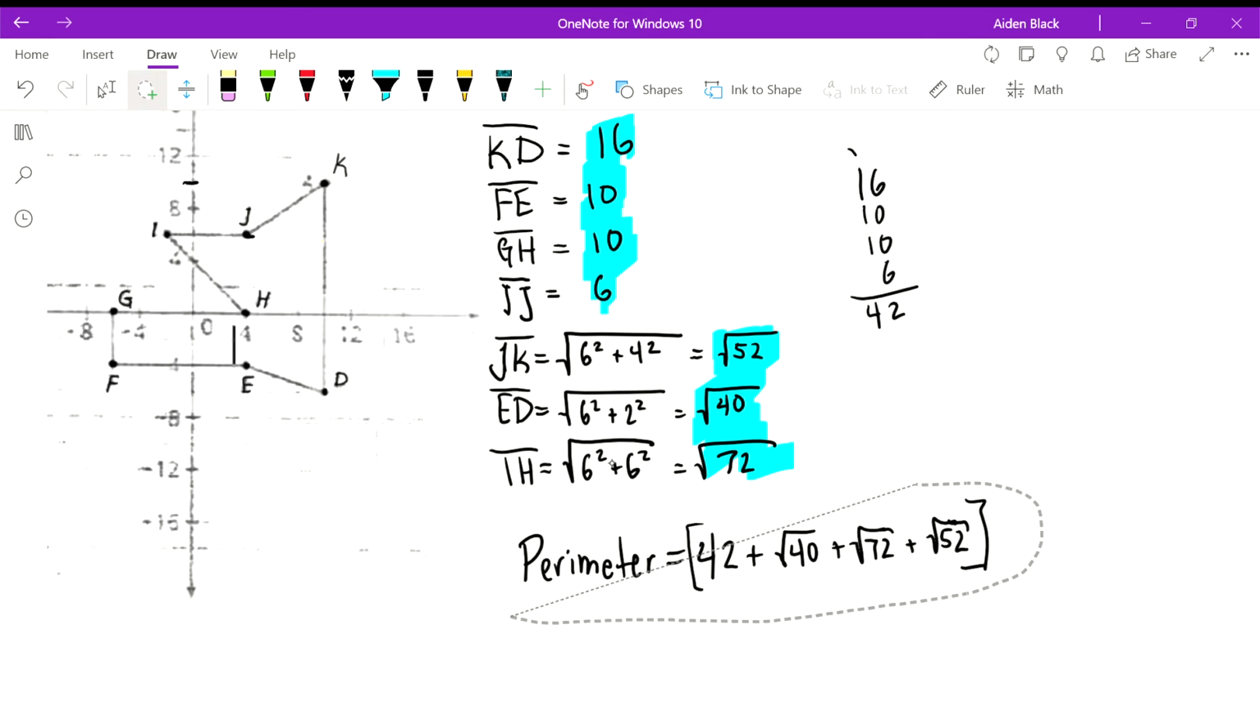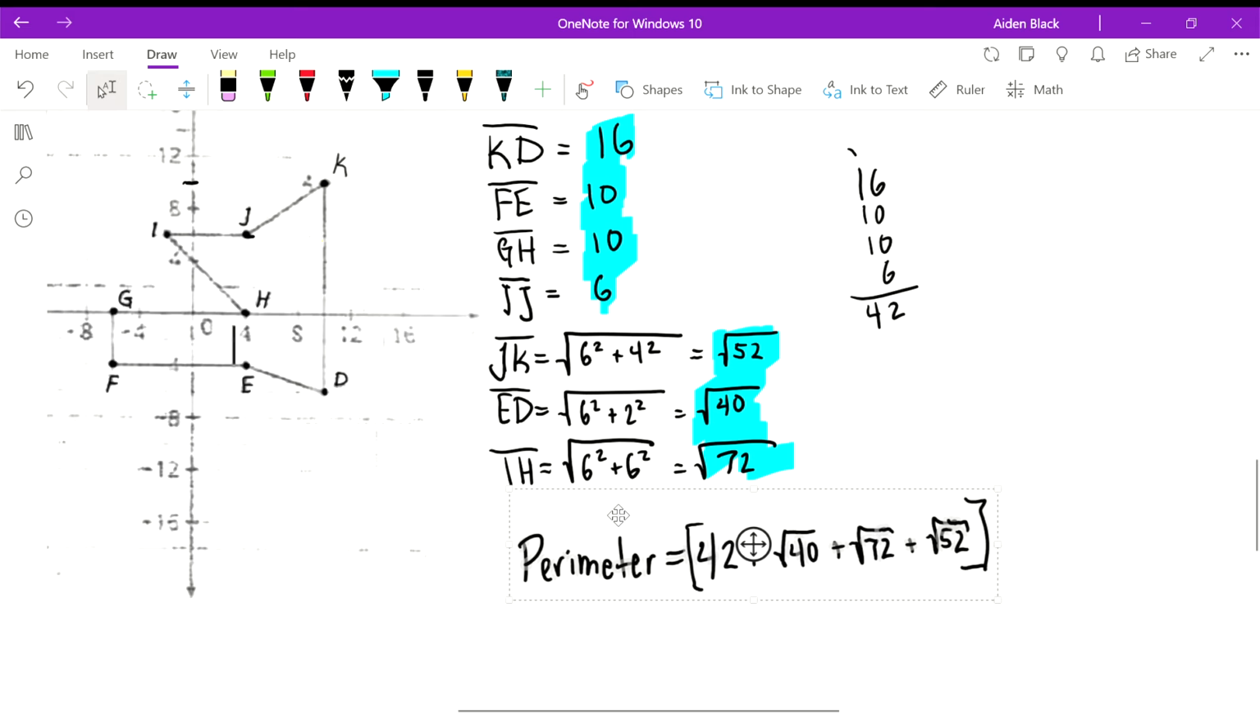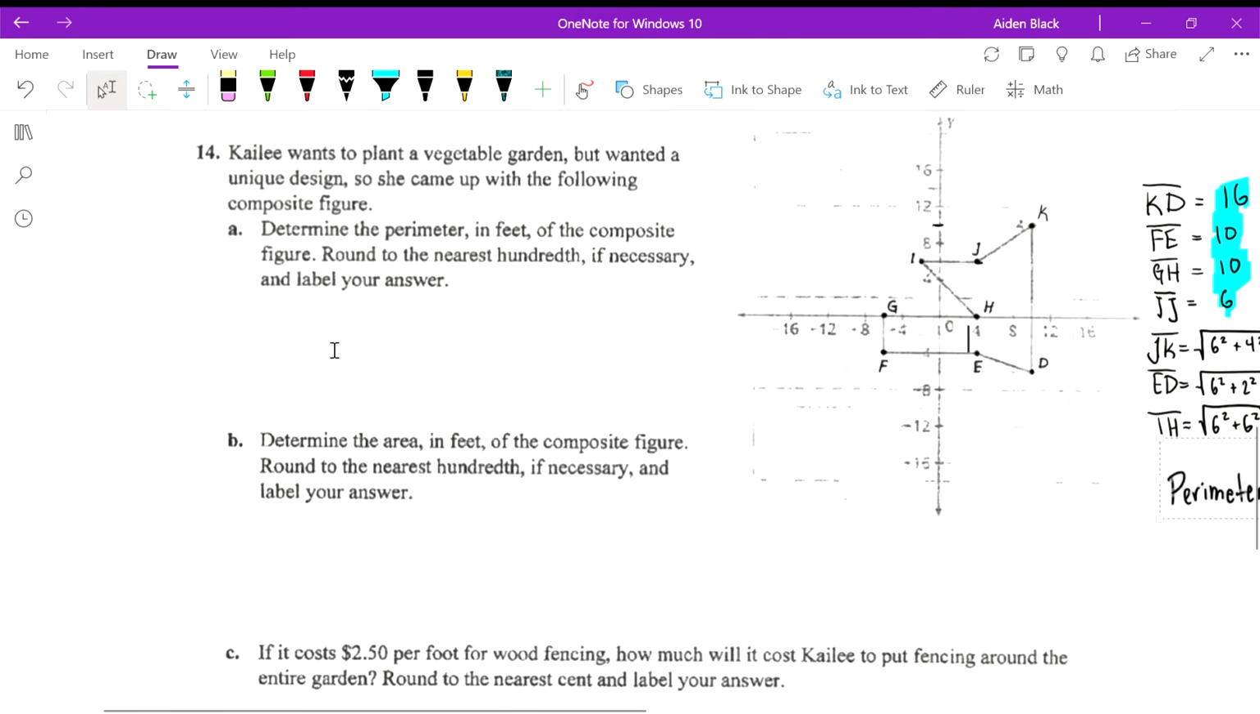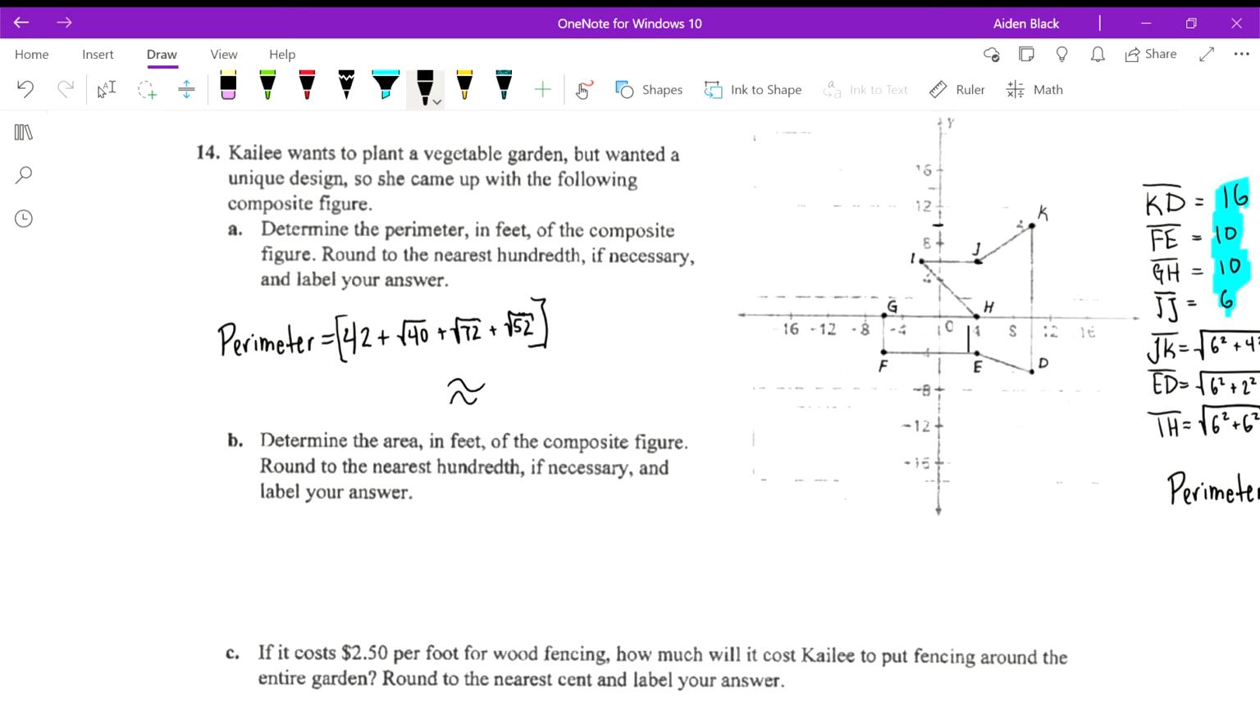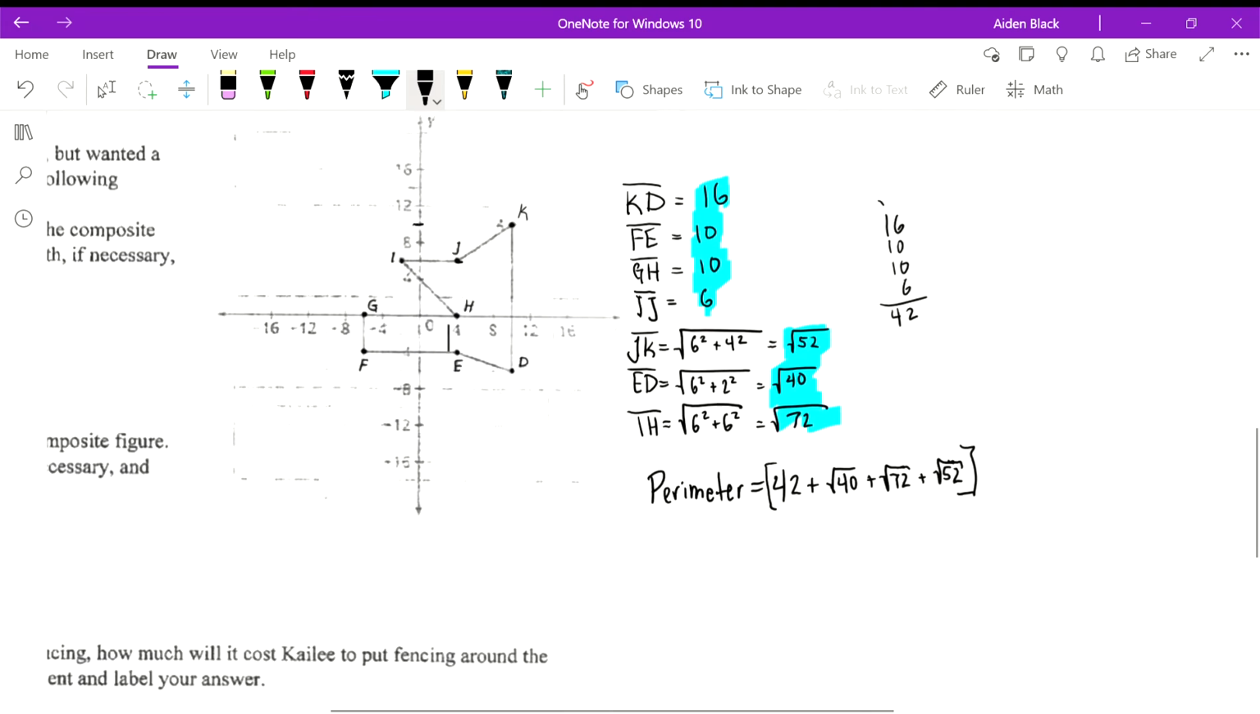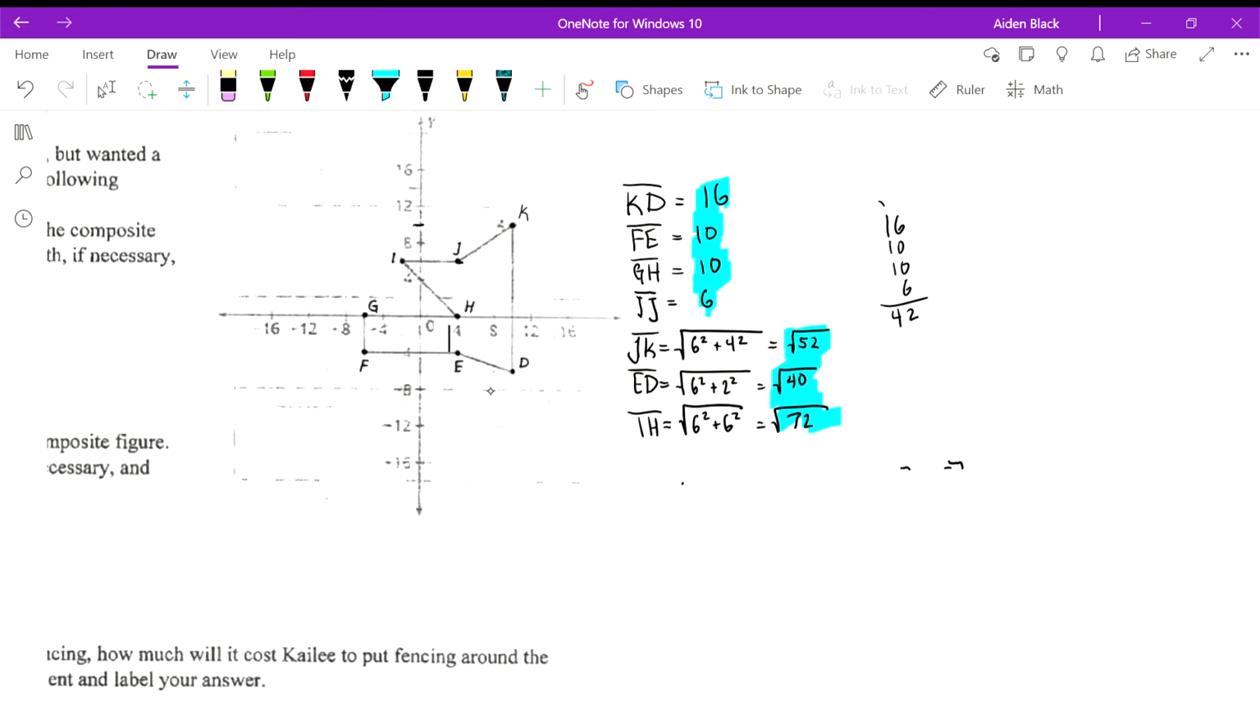So that's our perimeter. You can always use a calculator. Once you're done with that, it's good to have that written out because you're saying we're adding this length plus this length plus this length, all the side lengths. See, the question asks round to the nearest hundredth. So calculate that and find out what that is. Get this out of the way.